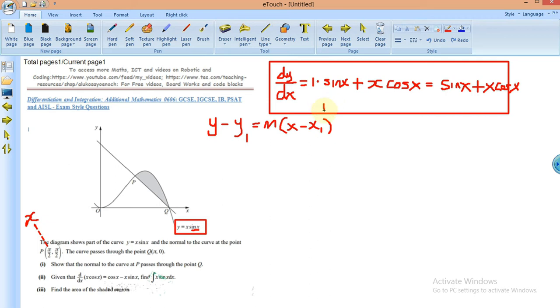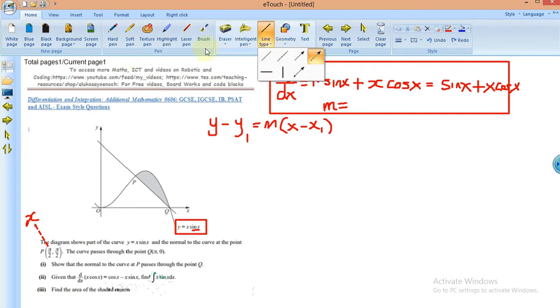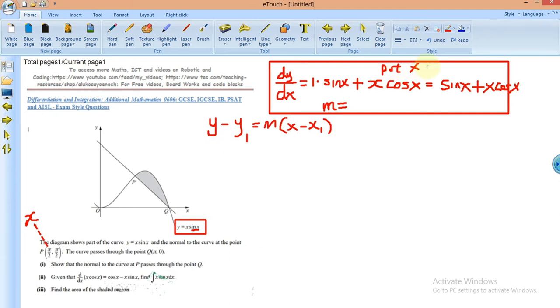So finally the gradient, which is the same thing as dy over dx, equals sine pi over 2. Should I just plug that in my calculator without wasting time? So anywhere you see x, just put pi over 2. Put x equals pi over 2 in this function in order to get the exact value.